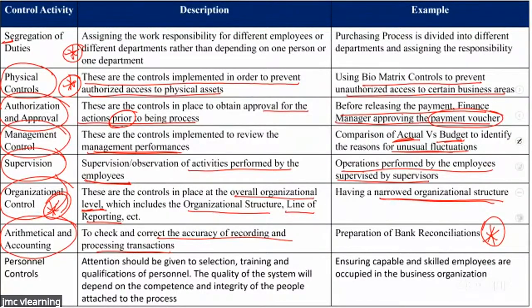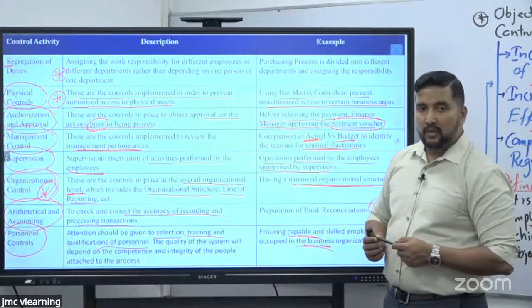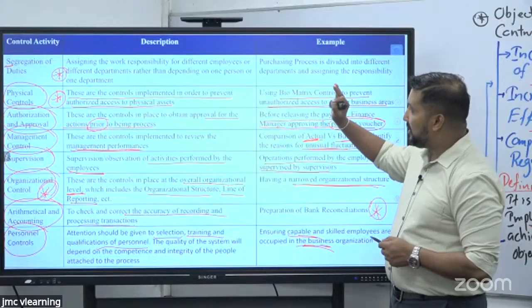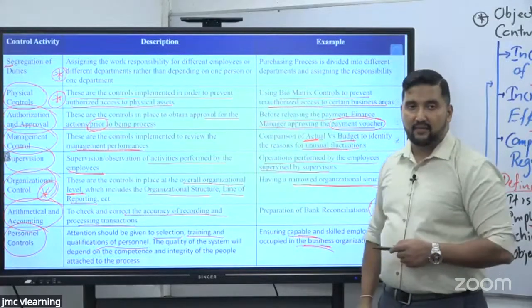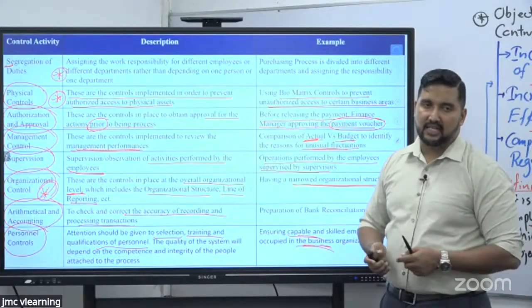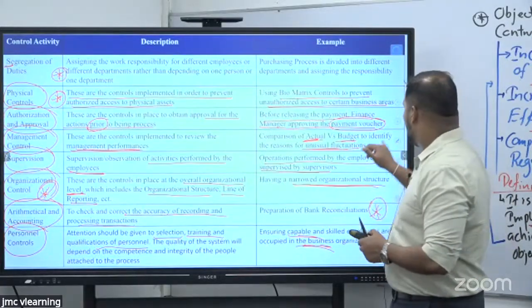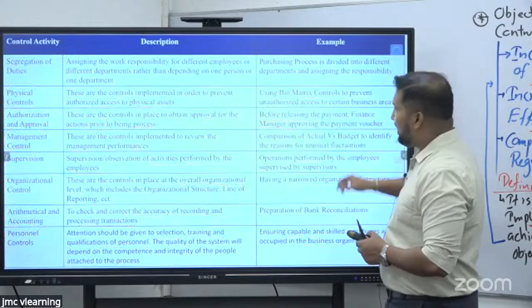Finally, you're having personnel controls. Clear? So in personnel control, attention should be given to the selection, training and qualification of the personnel, and you need to have proper people within your business organization to run the business operations as well. Clear? So this is basically a broader view of control activities in summary form, which is referred to as what? SPAM SOAP. Right. Are we clear on this?